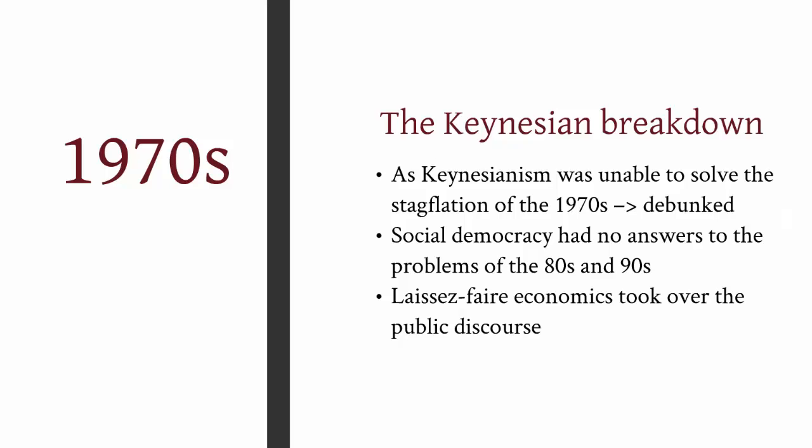So we can see here that the welfare states built during the Keynesian era were, of course, built on the ideas of John Maynard Keynes. So social democracy had built a series of welfare states on these ideas. And when these ideas were debunked and unable to solve the stagflation of the 1970s, the whole foundation for the welfare state as it had been constructed was suddenly in question. And the social democracy of the 1970s, 80s or 90s had no real answers to the problems because social democracy had relied so strongly on Keynesian ideas. And this can explain partly why laissez-faire economics took over the public discourse. There was a vacuum of ideas, and along came laissez-faire economics to fill the void.